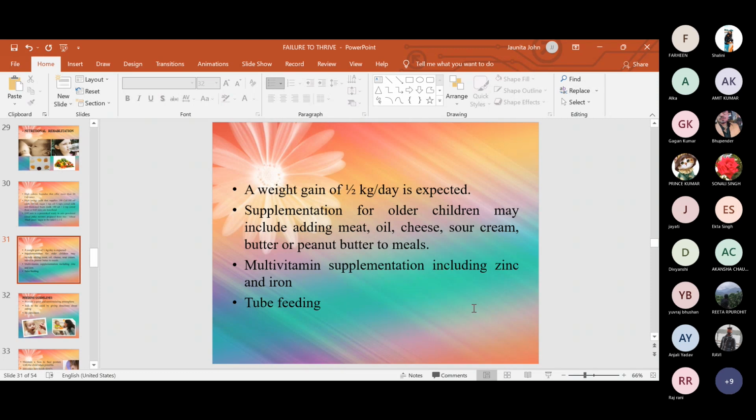Next is multivitamin supplementation, which includes zinc and iron. Next, tube feeding in certain children, like yesterday which we had seen, nasogastric or orogastric tube feeding is being given to certain children. So if tube feeding is being given to a particular child, you are supposed to give all these supplementations via tube.